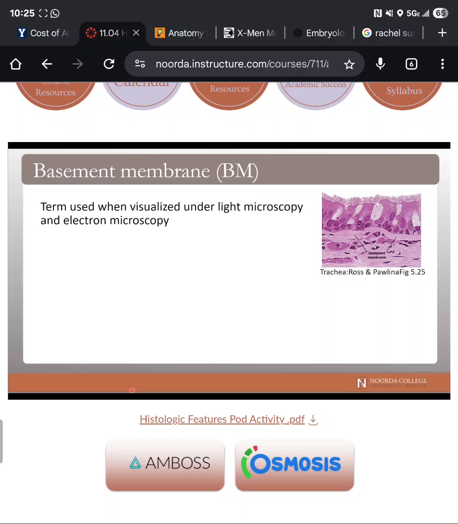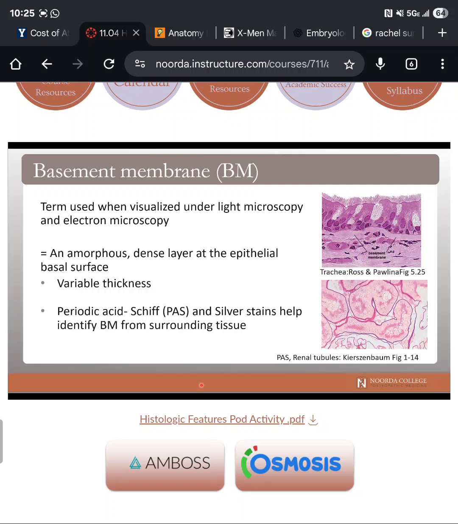So the term basement membrane is used to visualize the structure under light and electron microscopy. On the image on the right, you can see this amorphous, dense layer underneath the epithelial basal layer, and they tend to be variable in thickness. Here's an example of the ciliated pseudostratified columnar epithelium with the underlying basement membrane that's typically seen in the tracheal region. We can have special stains such as the PAS or the silver stain that can help identify basement membrane that tend to be thinner and surrounding the epithelium.